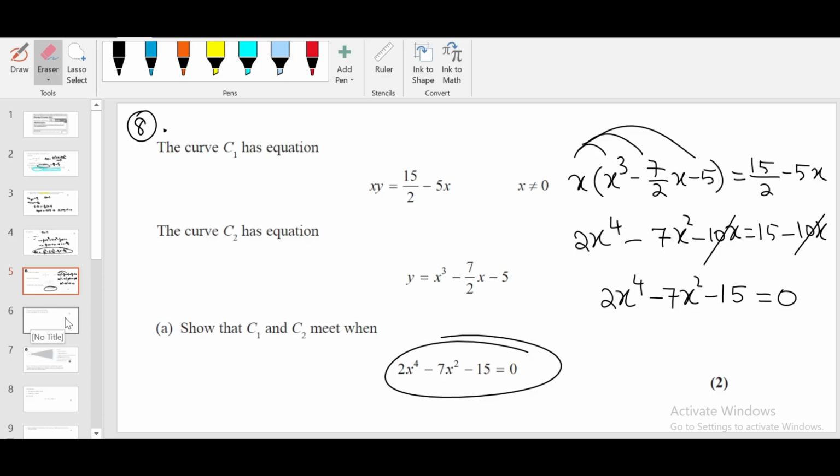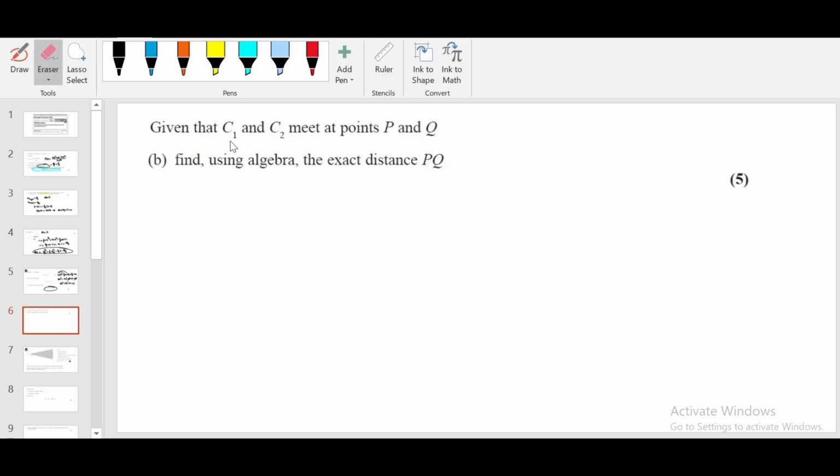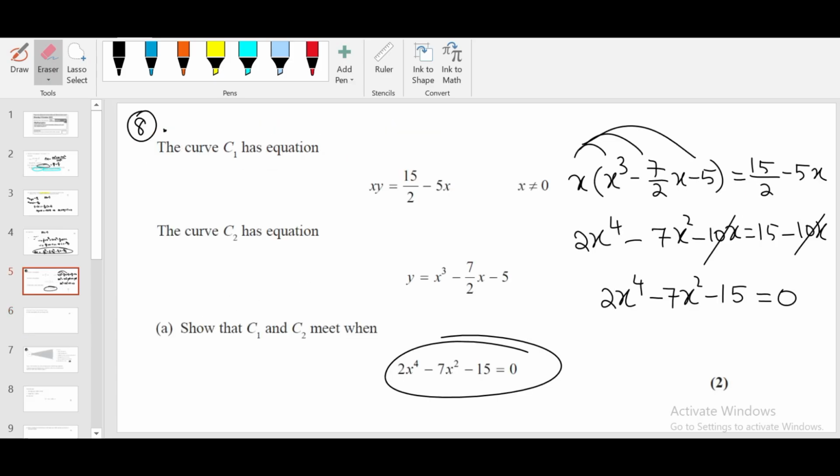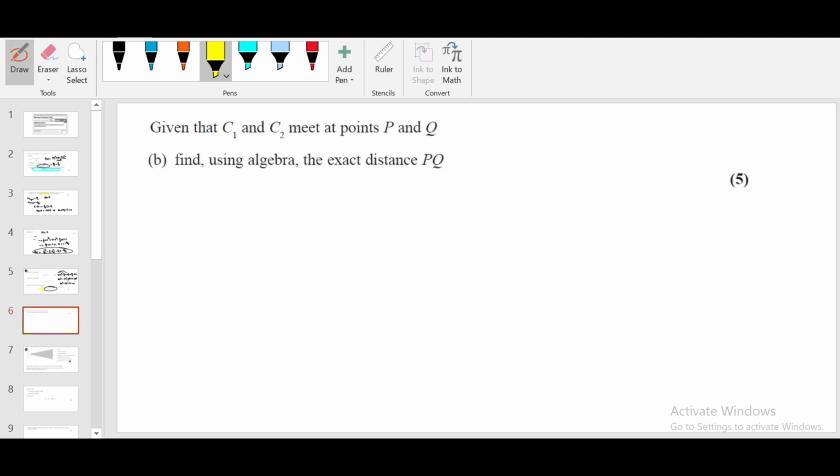Part B of the question says, the curves C1 and C2 meet at points P and Q. Find the distance PQ. So basically, we need to solve this equation and find the x coordinate and y coordinate of the points where C1 and C2 meet. You need to solve this equation first. That's why this question got 5 marks. So we need to solve 2x^4 - 7x^2 - 15 = 0.